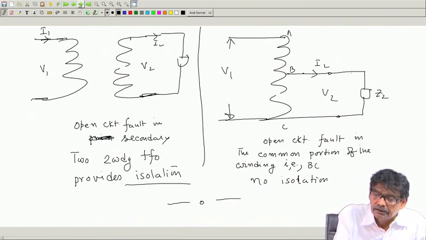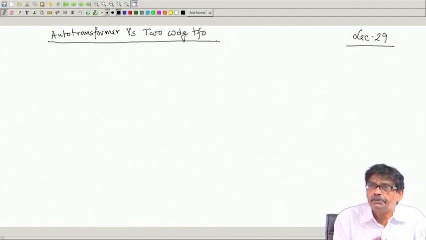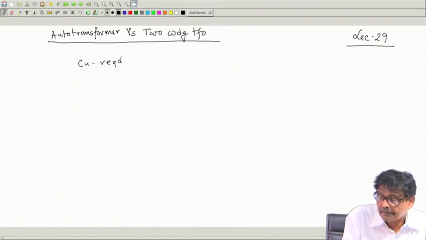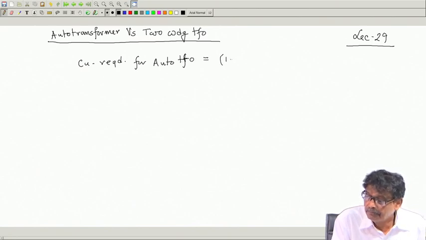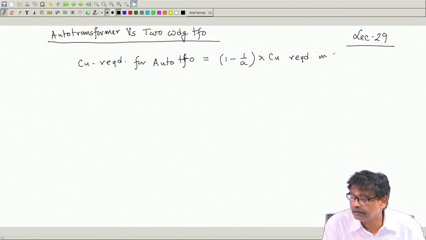Now, the question is, when to use an auto transformer? Auto transformers can be used. See, I write this thing: copper required for auto transformer, the previous result, we found, is 1 minus 1 by A into copper required in a two winding transformer of the same rating.